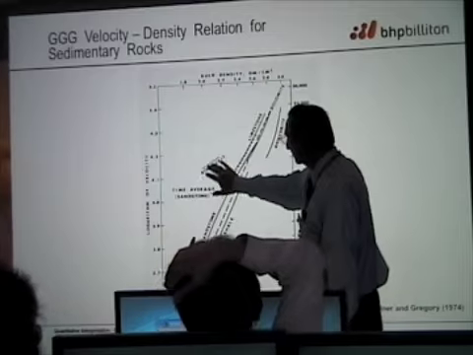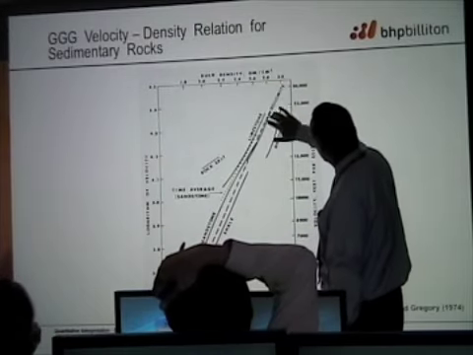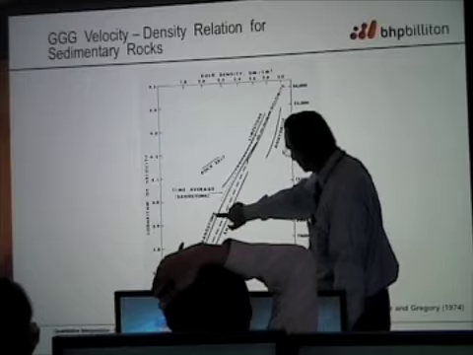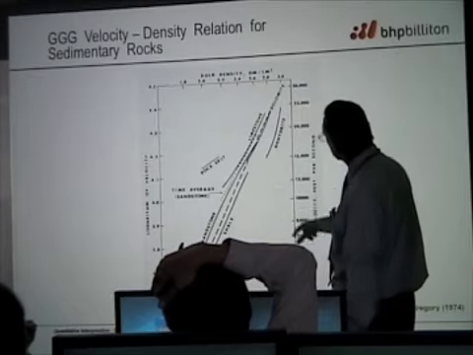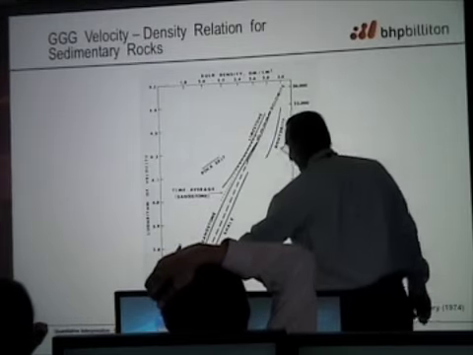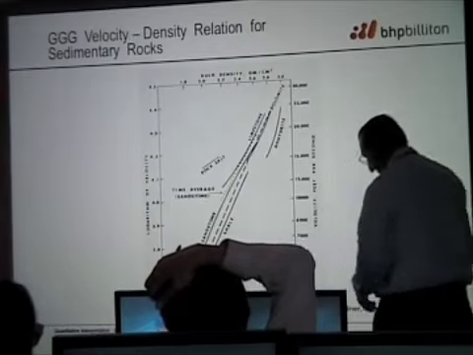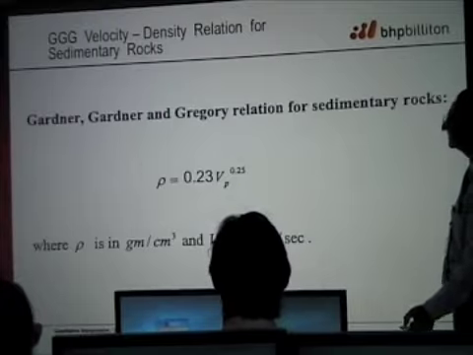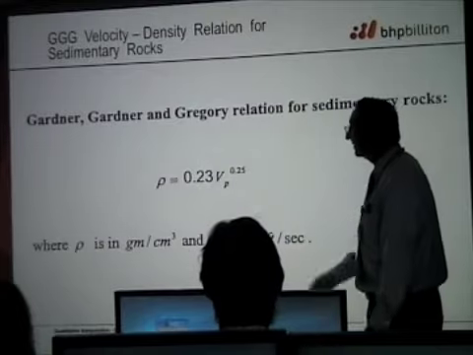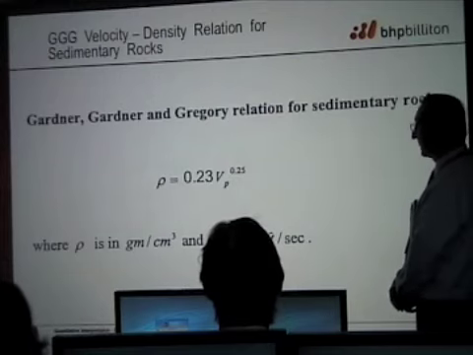Here's sodium chloride over here. Here's anhydrite, it's a little off the line. But dolomites, limestones, sandstones, and shales tend to group in this space, and here's a dashed line that goes through them, and the equation of that line is here, and just for good measure, I'm going to stick it up here. It's coarse, but this is often termed the Gardner-Gregory relation for sedimentary rocks.